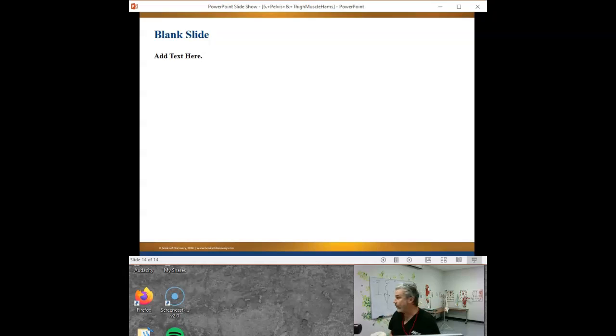Let me see if I can make a point here visually that'll make more sense for you. Let's take a look at Mr. or Miss Skeleton. There we go. Can we all see the skeleton? The lower part of the skeleton? Okay.